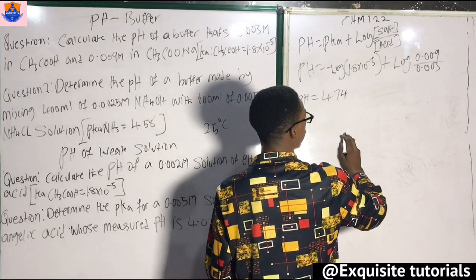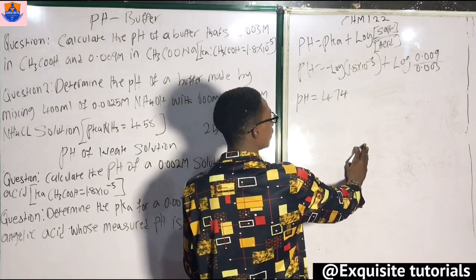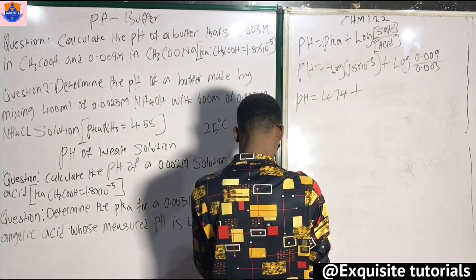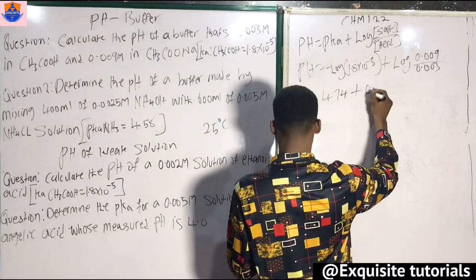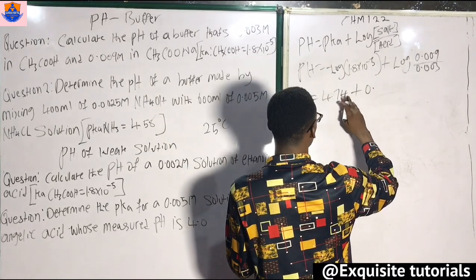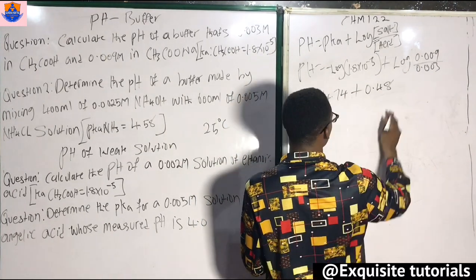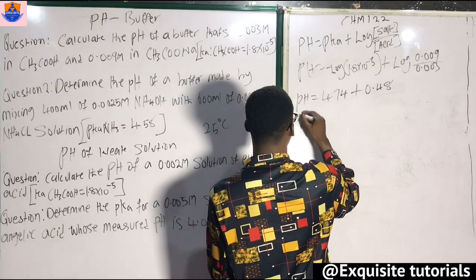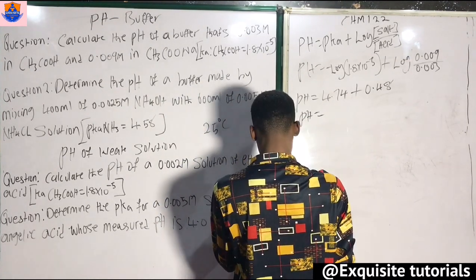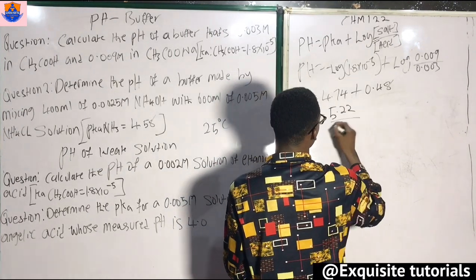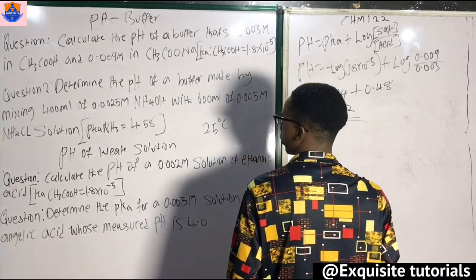So we have our pH to be 4.74 approximately, then plus log 3, plus 0.48. So our pH value will be approximately 5.22. Now this is our pH value for question 1.